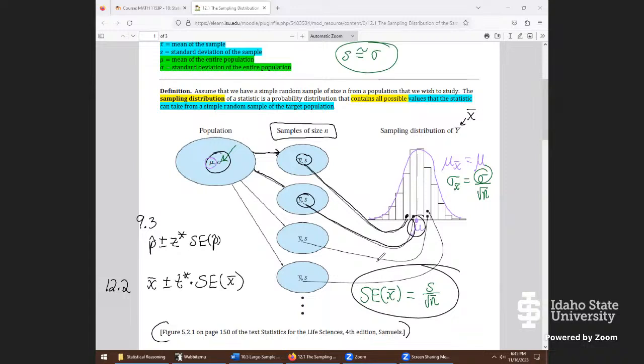So the procedure for the confidence interval looks almost identical. This is the only adjustment we'll have to make. So that's where we're going. Any questions about this diagram so far?